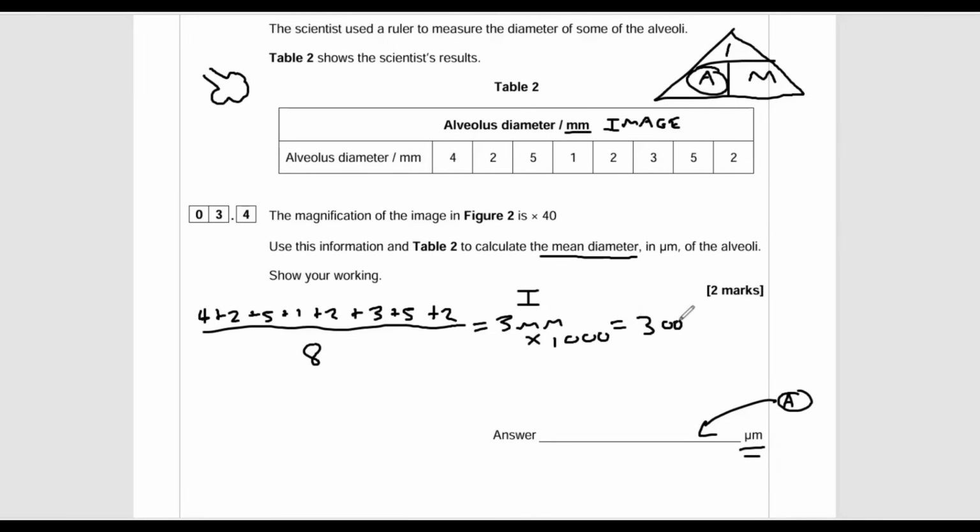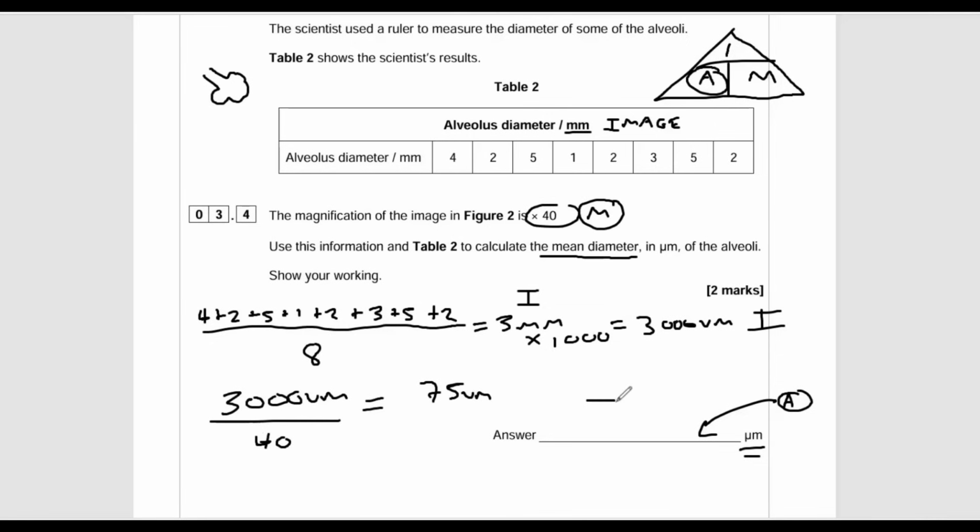I'm going to times by 1,000 because I want to convert millimeters to micrometers. And so I've got 3,000 micrometers, and I need to divide by the magnification to get the actual size. So 3,000 over 40. I could have done 3 over 40 and then times 1,000 after, and I'd have got the actual size in millimeters, but I've done it this way. So it's 75 micrometers, and that's going to get you 2 marks. The difficulty here was really working out that you were doing I AM. The clue was that they gave you the magnification, and the clue was that they gave you some measurements.